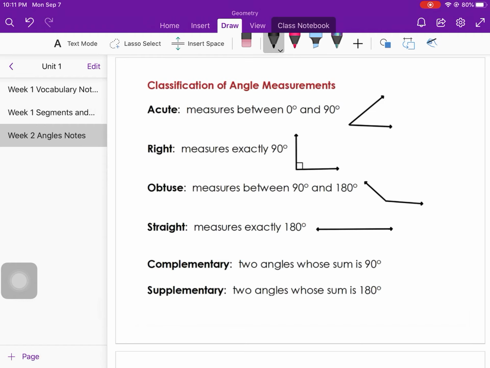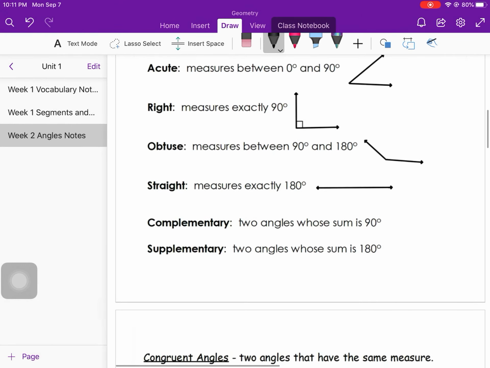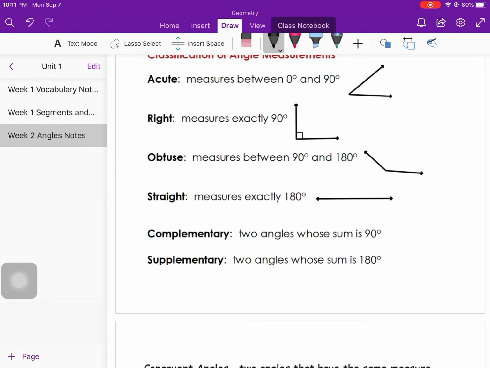Okay, now we have different types of angles, and a lot of these I'm sure you've seen before. Acute, remember, is between 0 and 90. Right is exactly 90 degrees. Obtuse is between 90 and 180. And then a straight angle measures exactly 180. And then complementary and supplementary. These are two terms that we're going to want to get down, especially for Chapter 2. But complementary means two angles whose sum is 90 degrees.